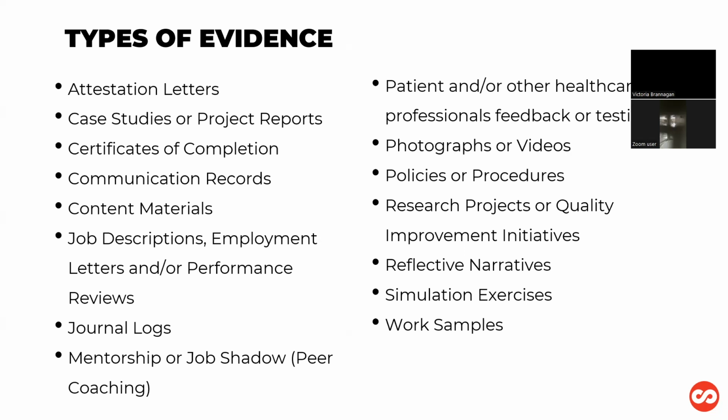I will not go through each example since you've seen them in the guide, but I will highlight one type of evidence that applicants sometimes find confusing, which is reflective narratives or self-directed learning. A reflective narrative isn't just a story about what you did. It should show your thought process, what you learned, and how you applied that learning in practice. For example, you might describe a situation, what decisions you made, what you learned from it, and how that learning influenced your future work. Remember, strong evidence connects your experience directly to the competency you're being assessed on.